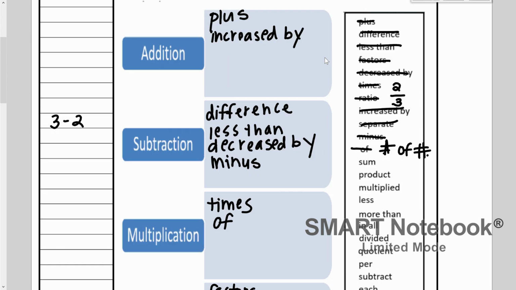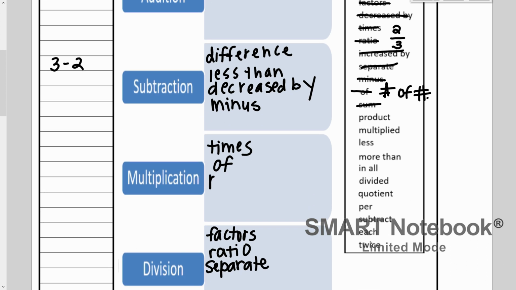Sum is the answer to an addition problem. Product is the answer to a multiplication problem. Multiplied, again, that's pretty straightforward. That would be multiplication. Less, so 10 less 2 would be subtract. Kind of sounds a little funny without a less than.